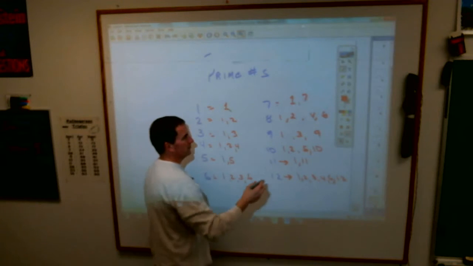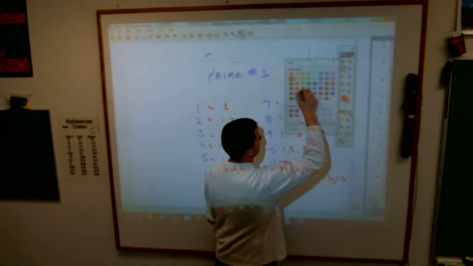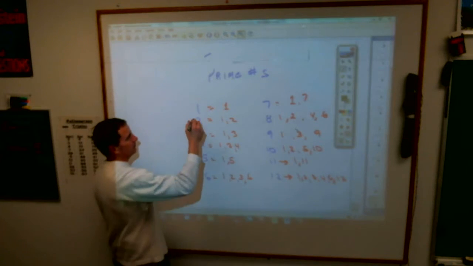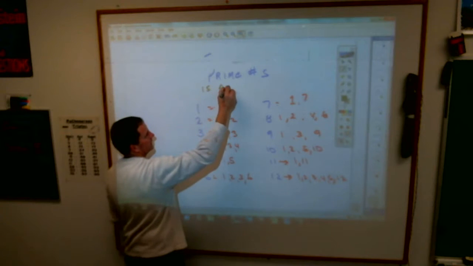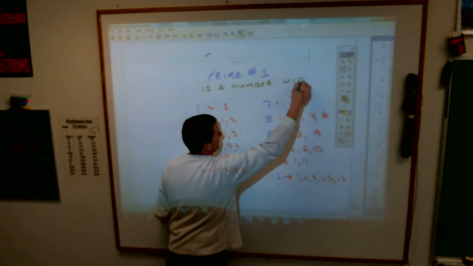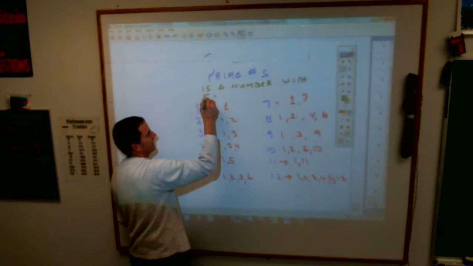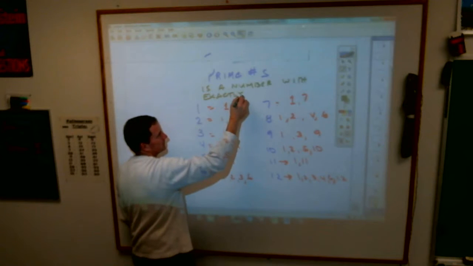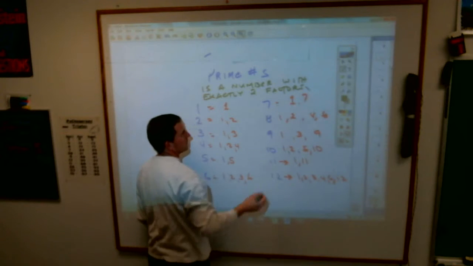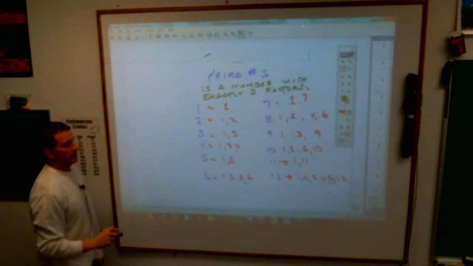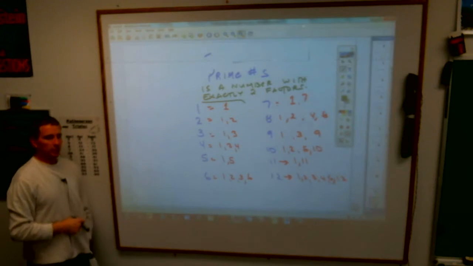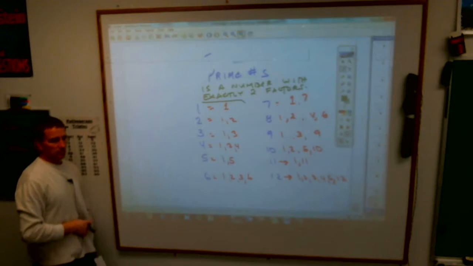Now, why do I give you that? Because in order to understand what a prime number is, you have to write down the factors of a number. Because a prime number is a number with, write this down in big letters, exactly 2 factors. And the key to this is exactly 2 factors. We call a number prime if it only has 2 factors.